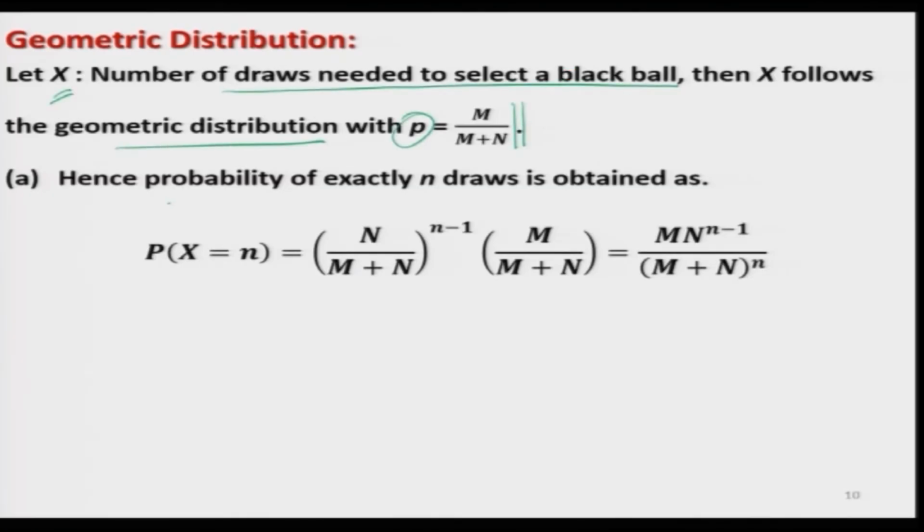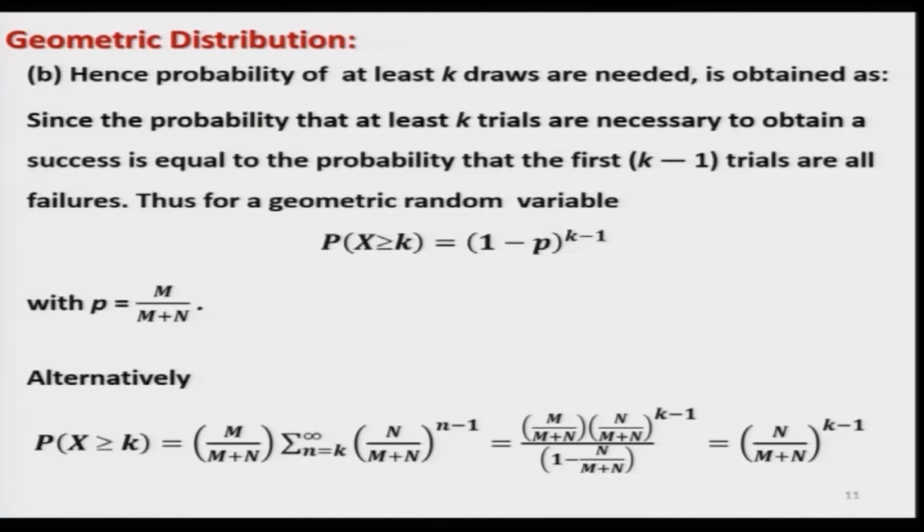The probability of exactly n draws can be obtained by putting probability of X equal to n, which is simply m upon m plus n into n upon m plus n raised to the power of n minus 1, and you can solve it to get such a probability. This is not difficult at all. And once you obtain this, the probability that at least k draws are needed is obtained as follows.